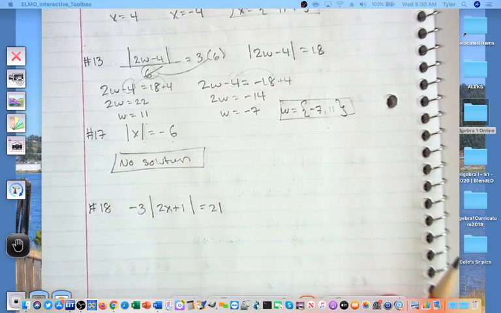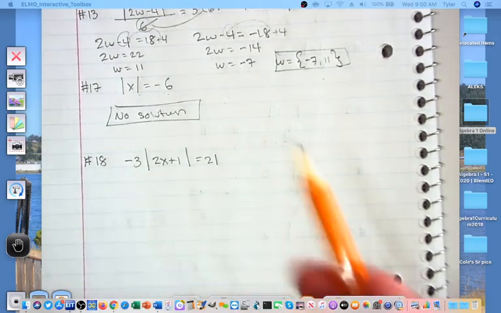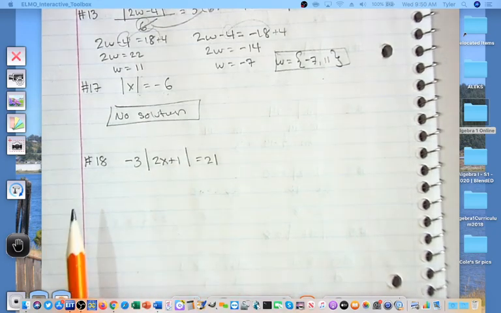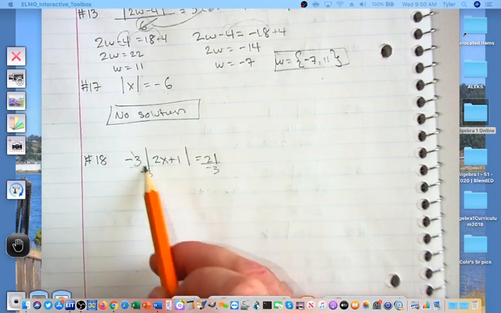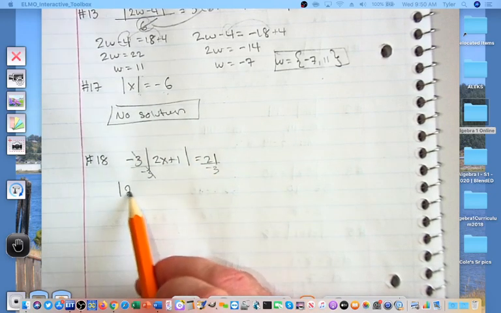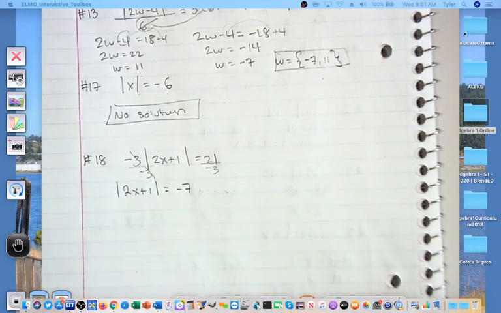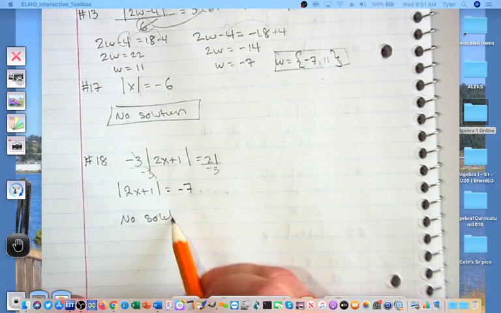Now, we have the same issue here in problem 18, it's just less obvious. At first, I see a positive number here, I would think that I might have a solution. But let's see what happens when we isolate the absolute value. In this case, negative 3 is being multiplied by the absolute value. So I'm going to go ahead and divide both sides by negative 3. And once I've isolated, I end up with the absolute value of 2x plus 1 is equal to negative 7. So we have the same issue as in problem 17. Absolute values produce positive numbers, and at this point I don't have to go further. I can recognize this as no solution.